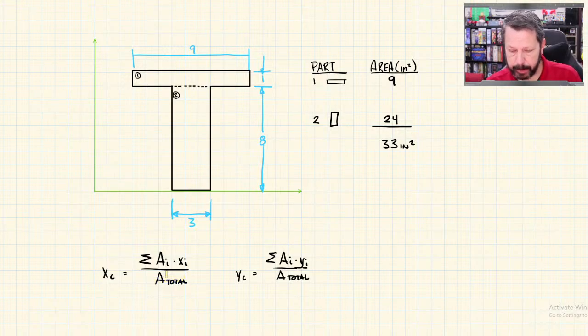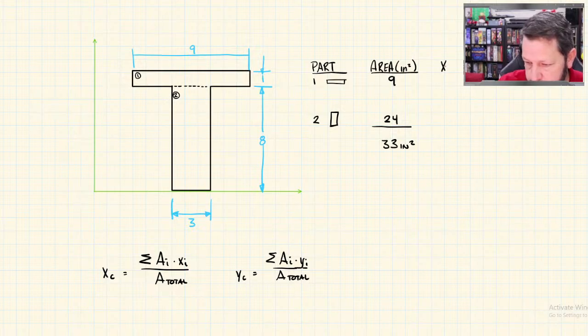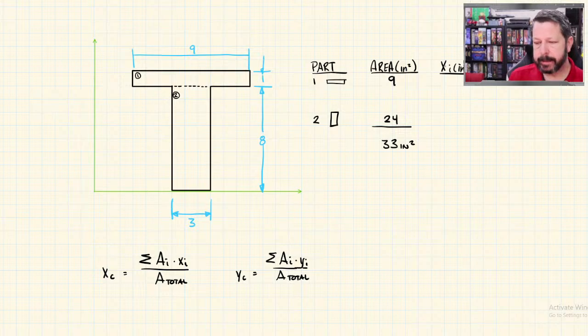Okay. Another thing I need in my numerator is I need to multiply the area times x, or the area times y. So I need to know x and y. So x sub i is just going to be in inches. This is the distance from the centroid of my individual little pieces to my reference axis.